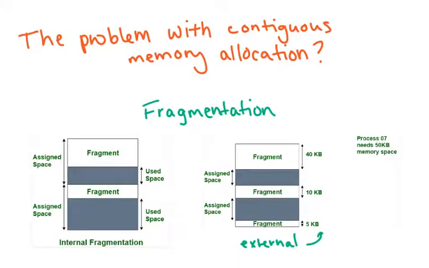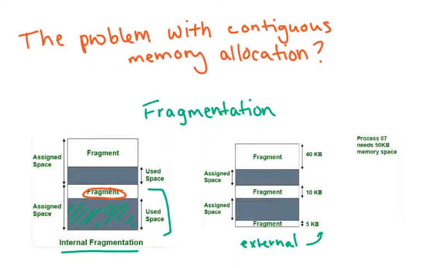So the problem with contiguous memory allocation that we saw was fragmentation. And we saw two different types of fragmentation. We saw internal fragmentation, where the assigned space was not completely used up by the process. So this was the process and this is what it was using, but there was this empty space where it wasn't being used. So this was internal fragmentation.